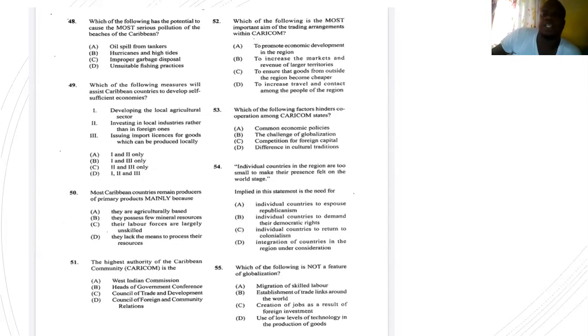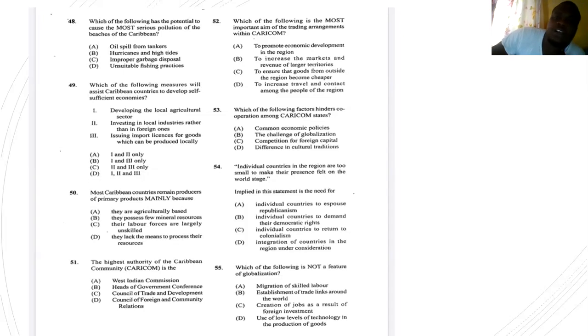52. Which of the following is the most important aim of the trading arrangements with CARICOM? A, to promote economic development in the region. B, to increase the markets and revenue of larger territories. C, to ensure that goods from outside the region become cheaper. Or D, to increase travel and contact among people in the region. Most important, we know that B, to increase markets for larger territories, that can't beat because smaller territories need to survive too. C, to ensure that goods from outside the region become cheaper, locally produced goods will suffer. So that is set between A and D.